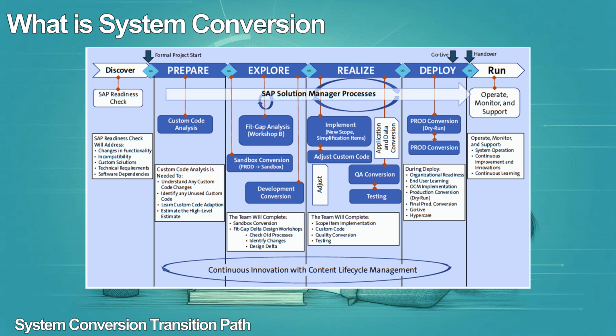In the explore phase, the team carries out the fit gap analysis and prepares the product backlog based on the Delta design workshops for any additional business requirements. In the realize phase, the team adjusts the custom codes, implements new scope items and simplification lists, converts the quality assurance (QA) system, and tests the converted solution in the QA system environment. Finally, in the deploy phase, the team completes the production conversion, go live, and hypercare. At the end of the deploy phase, the build team hands over the solution to the operate team to commence the run phase of the project.